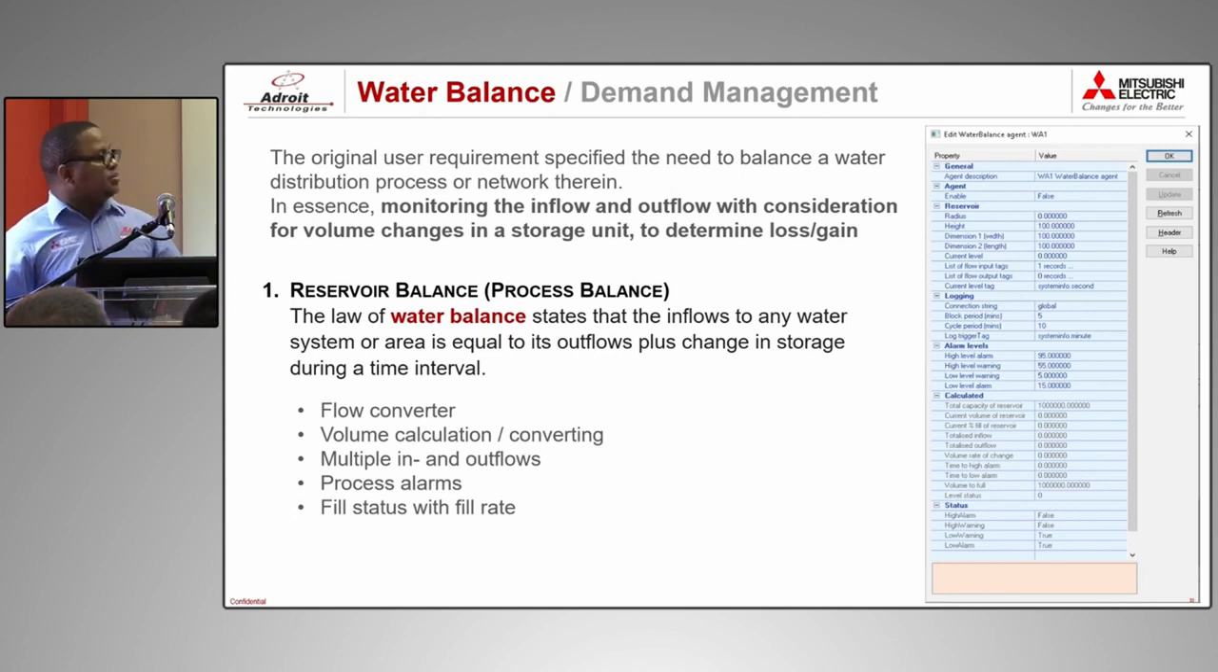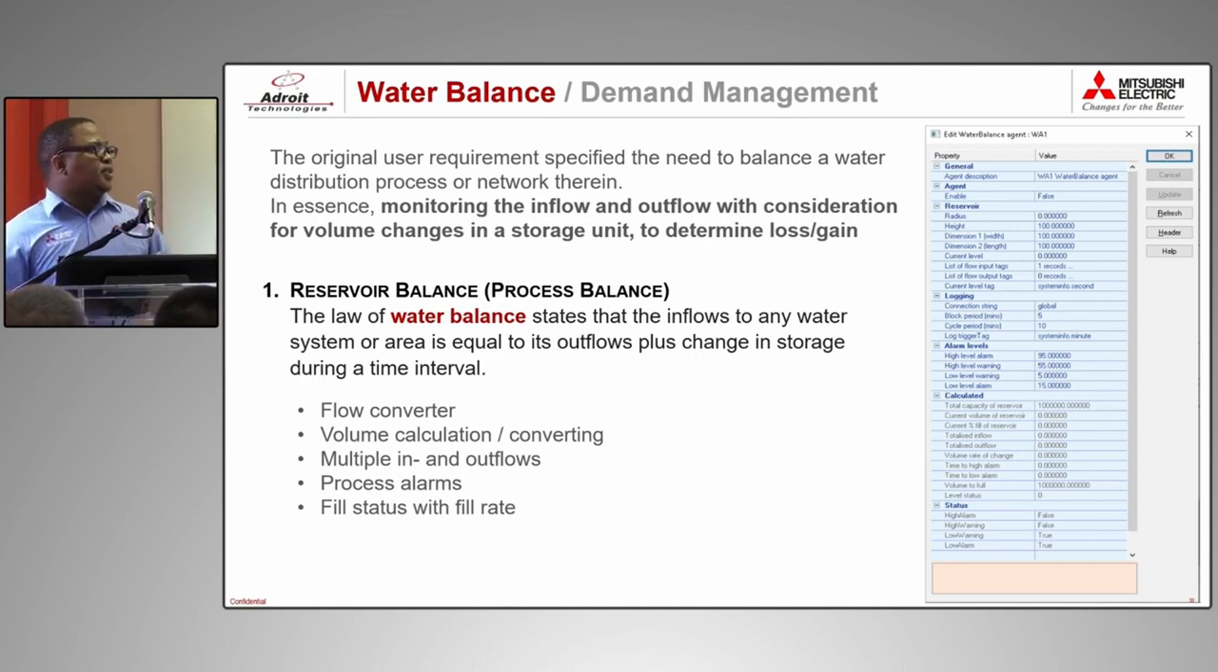So the first step in doing this is to carry out what we call a reservoir balance or process balance. So all the calculations here follow the law of water balance, which states that inflows of water into a system or an area are equal to outflows plus the volume change in a storage unit over a certain time interval. So we've built in this water balancing agent a flow meter converter.